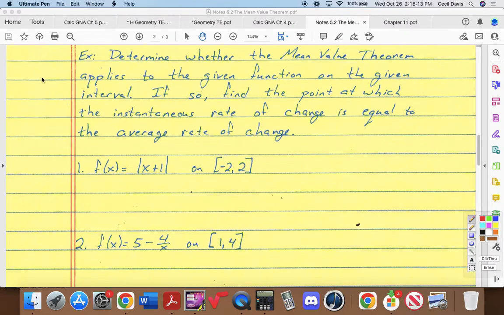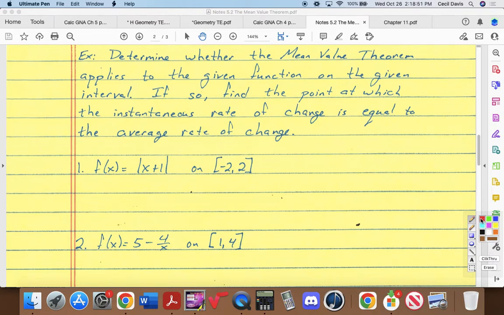For example, determine whether the mean value theorem applies to the given function on the given interval. If so, find the point at which the instantaneous rate of change is equal to the average rate of change. That is, find the value that is guaranteed by the mean value theorem. And that's usually how they write them on AP exams. Find the value of c guaranteed by the mean value theorem if it applies.